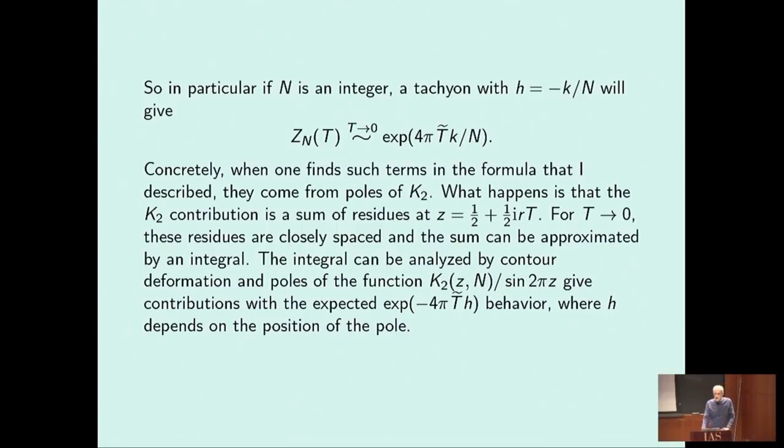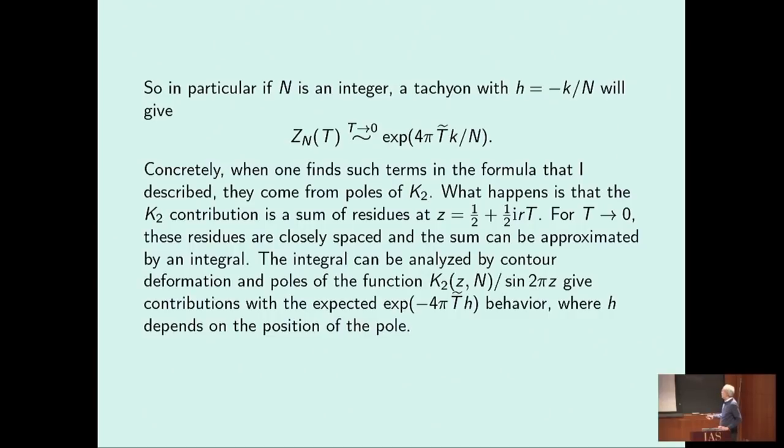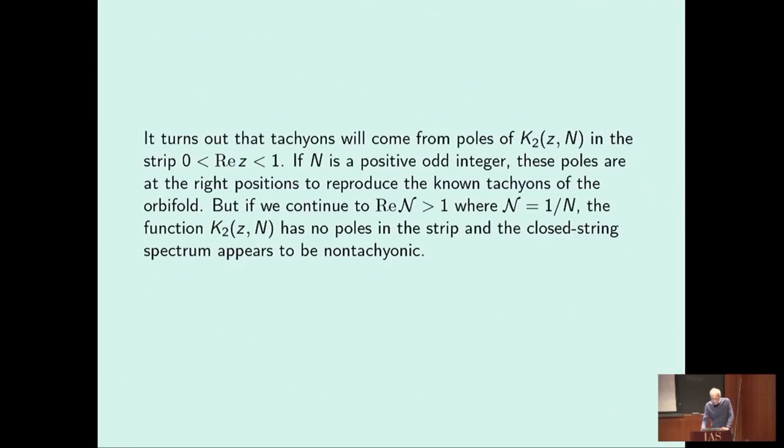So from our formula, we recover the known tachyonic behavior when n is a positive integer. Well, okay, sorry. Because contour deformation is one of the steps, it ultimately is poles of k2 that contribute the tachyonic behavior. So it turns out that tachyons come from poles of k2 of z and n in the strip where z is between 0 and 1. If n is a positive odd integer, the poles are at the right position to reproduce the known tachyons of the orbifold. But if we continue to the real part of curly n bigger than 1, the function k2 has no poles in the strip, and the closed string spectrum appears to be non-tachyonic.